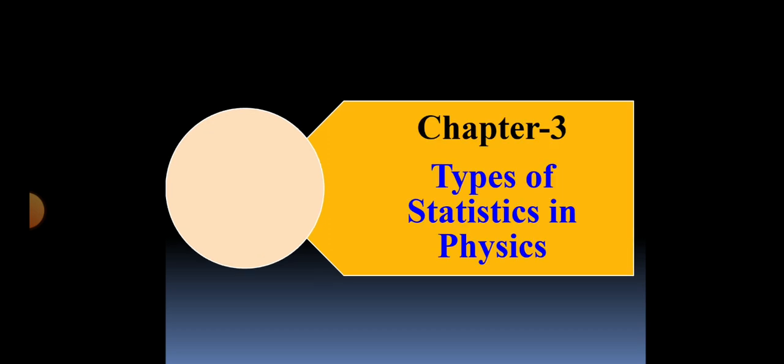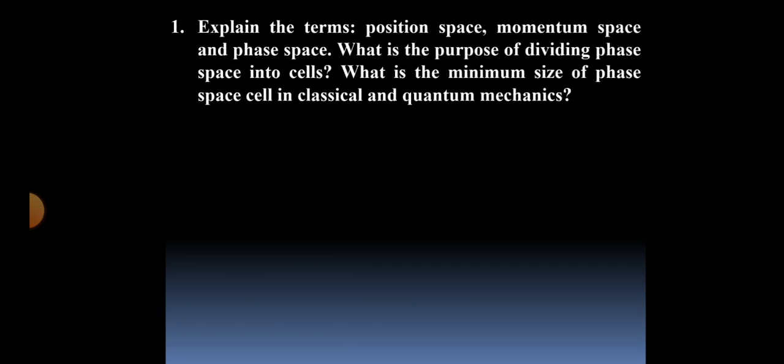In unit number 2, first chapter is types of statistics in physics. First question is, explain the terms position space, momentum space, and phase space. What is the purpose of dividing phase space into cells? What is the minimum size of phase space cell in classical and quantum mechanics? So you have to describe different spaces: position space xyz, momentum space px, py, pz, and phase space is a combination of these two spaces.